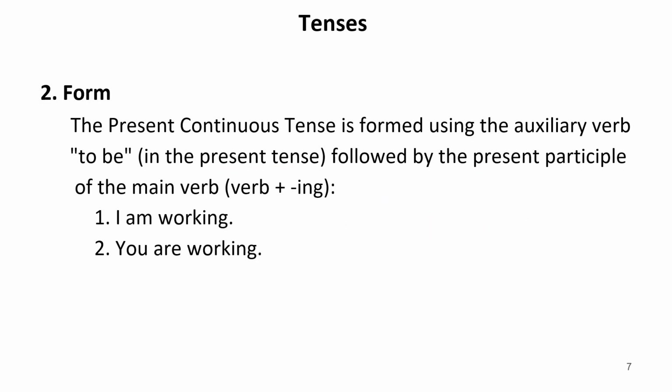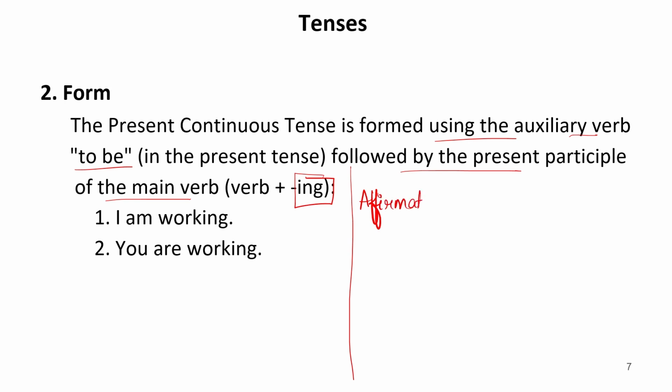Now, what are the forms of present continuous tense? The present continuous tense is formed using the auxiliary verb to be, followed by the present participle of the main verb. Present participle means the ing form of a verb. Now, we again have four types of sentences. One is affirmative, then we have negative, then we have interrogative, and we have interrogative with question word.